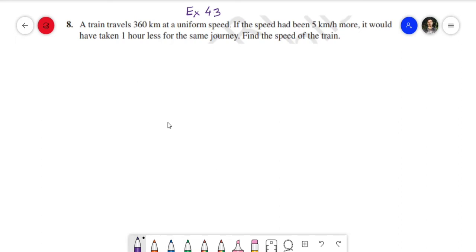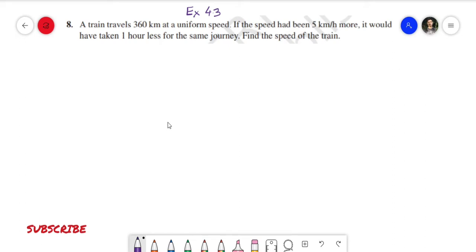A train is traveling 360 kilometers at a uniform speed. Uniform is a science term, like uniform means without changing, at a constant speed. Constant means the train is going at a fixed speed, okay? If the speed had been 5 kilometers more, 5 किलोमीटर और ज्यादा होता, it would have taken 1 hour less for the same journey.